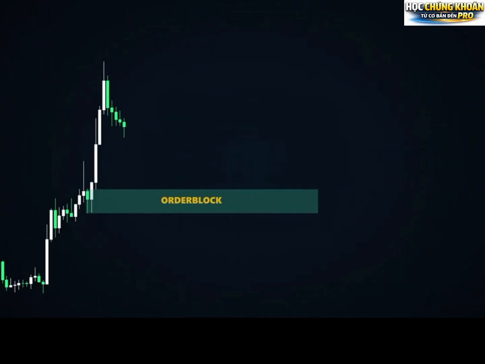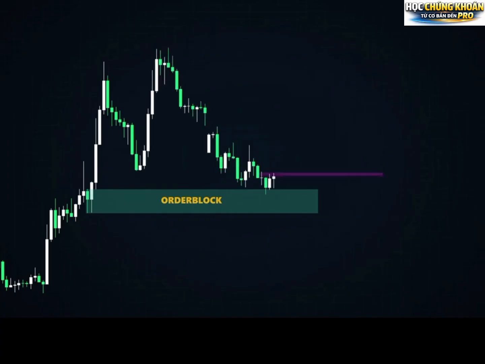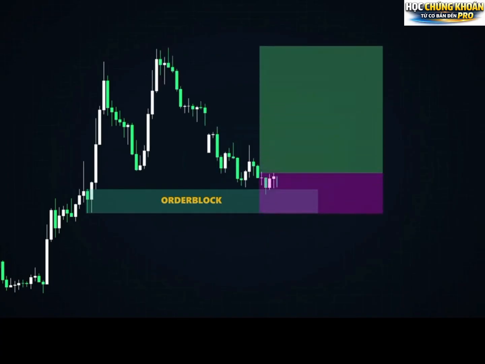Here's where it gets really interesting. Once an order block is identified, it becomes a key level. Smart money often returns to these areas before continuing their move. So, instead of chasing the market, you can wait for price to come back to these levels, enter at the right time, and ride the move with confidence.